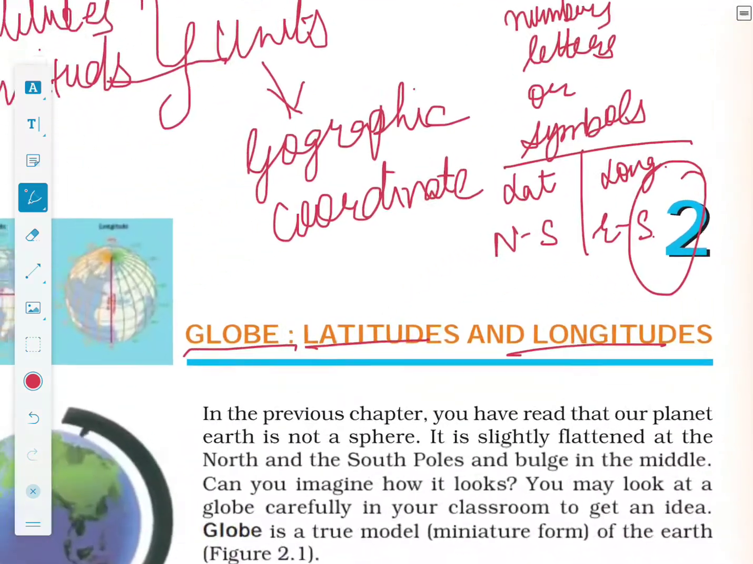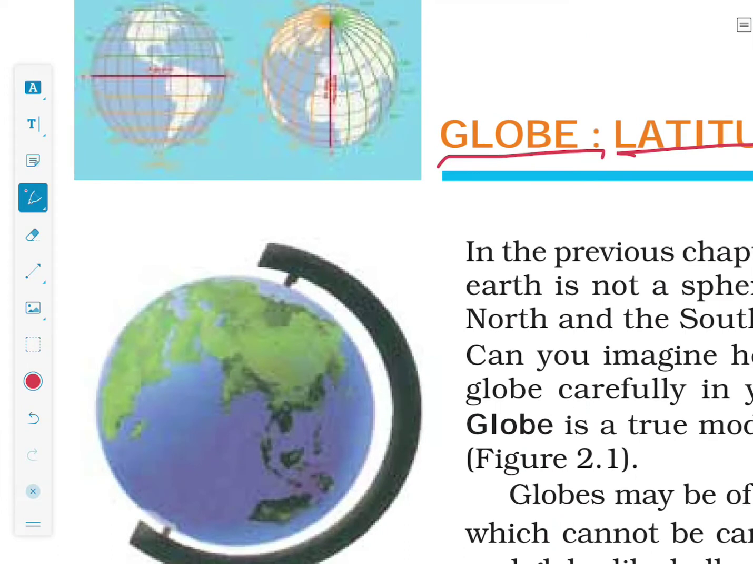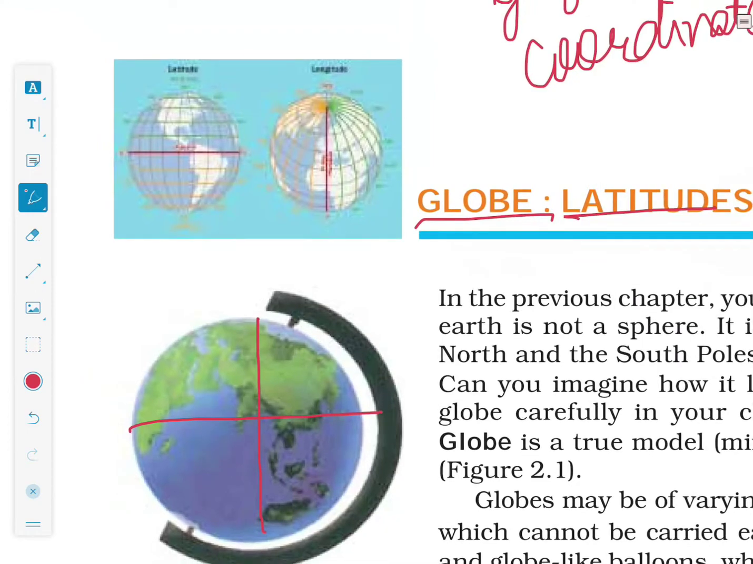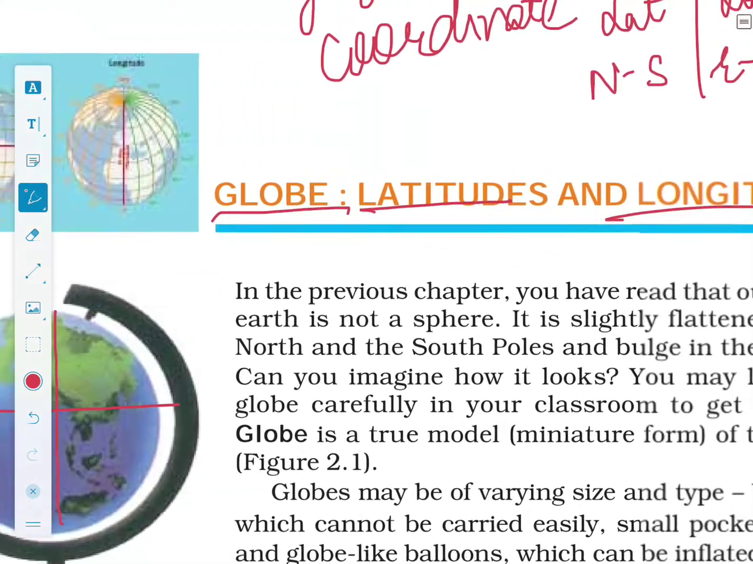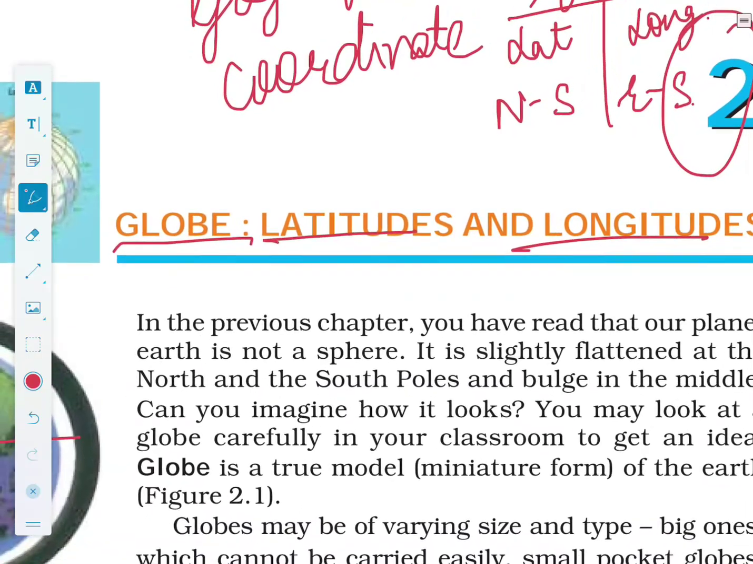Now for example, if you take a look at the diagram of this globe, you can say that lines run through east west are known as lines of longitude, while the lines run through north south are called lines of latitude. As of now, you have understood the basic meaning of latitudes and longitudes. Now let's start with the text of this chapter.